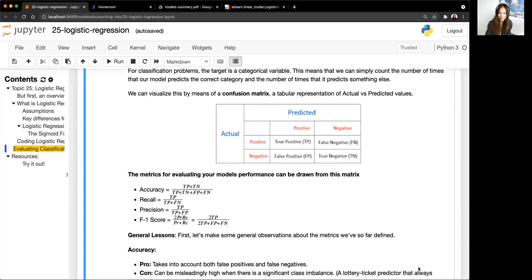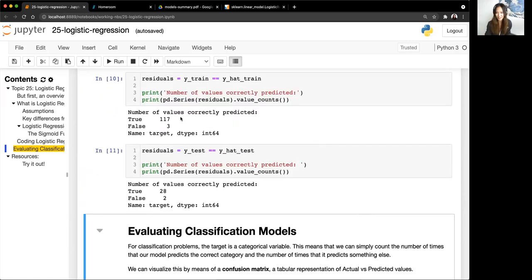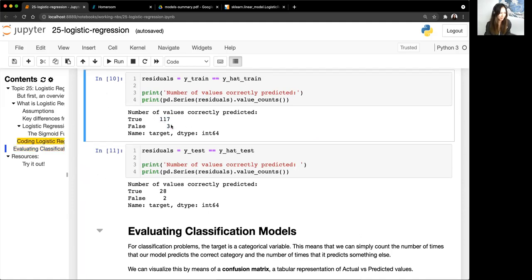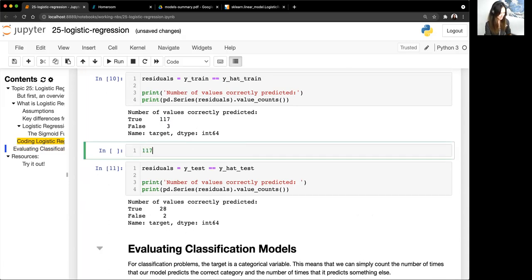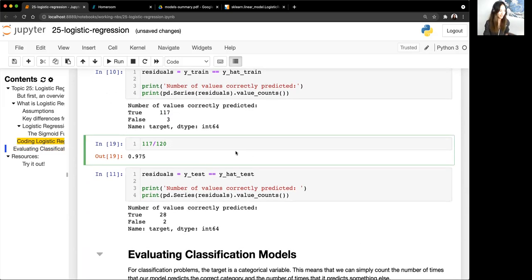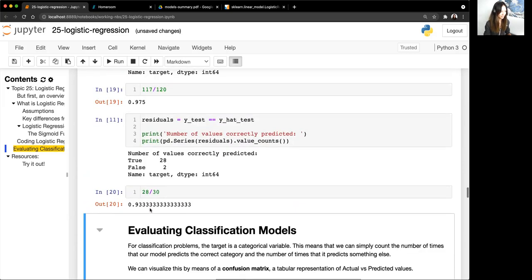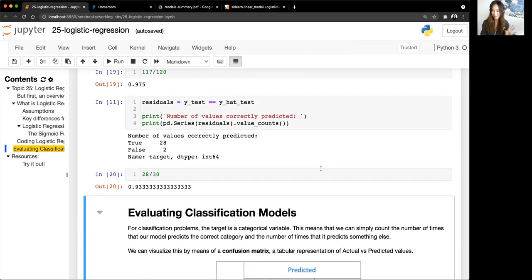So accuracy is the easiest one. Just out of all of your data points, how many were correctly predicted? So if we actually look at these numbers, we can infer accuracy directly. The accuracy for this would just be 117 out of 120, which is 97.5. Yeah, all right, 97.5. This is our accuracy for this data set. And our test accuracy is just 28 divided by 30, which is 93. So that's accuracy, very, very straightforward, correctly predicted over all of your data points.